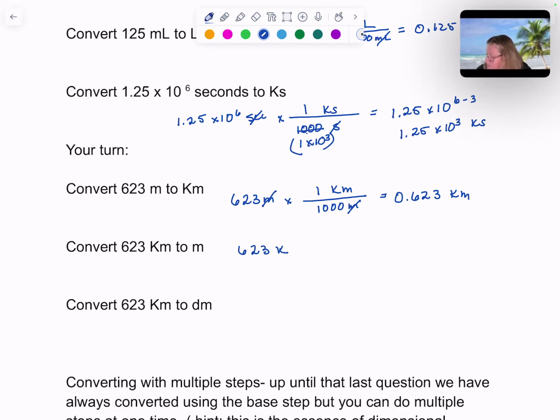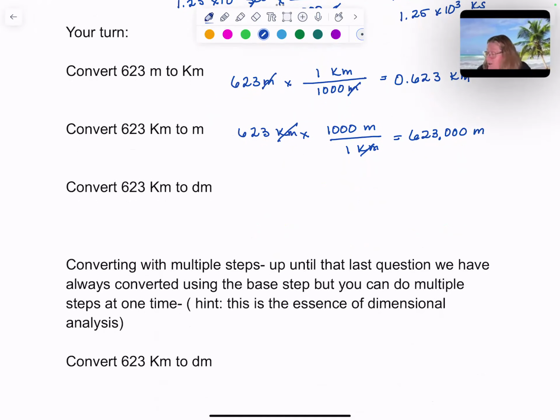623 kilometers going to meters. There's 1,000 meters for every 1 kilometer. Forgot the M there. Kilometer. The kilometers are going to cross cancel. 623,000 meters.